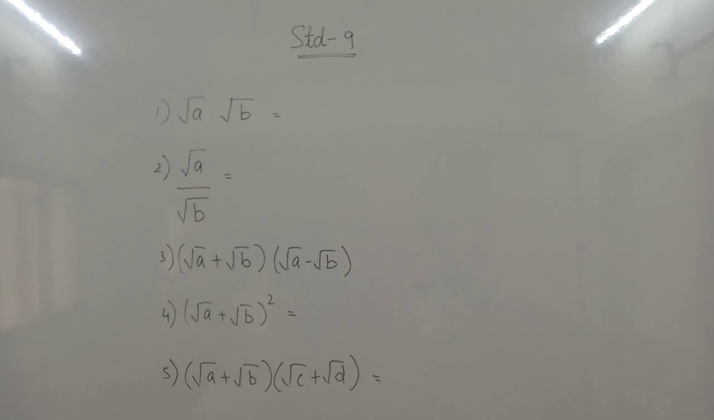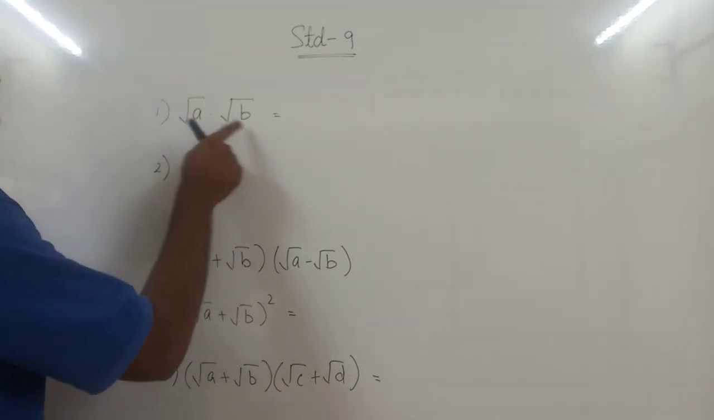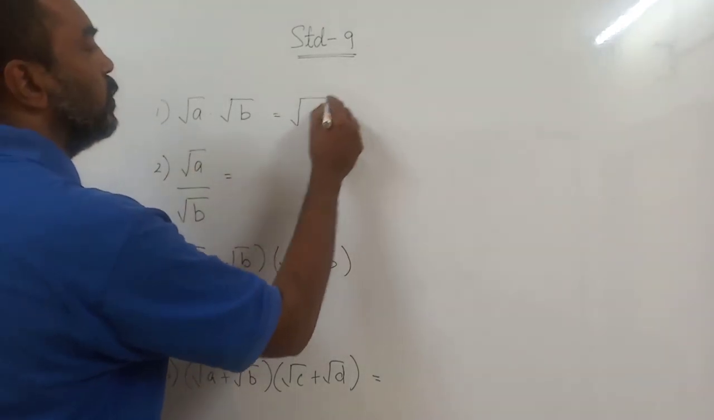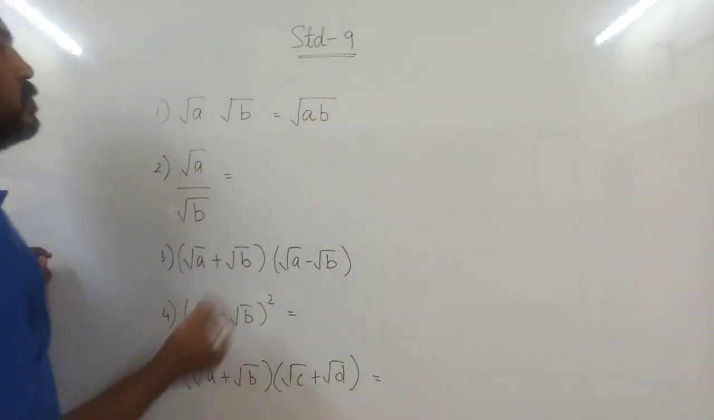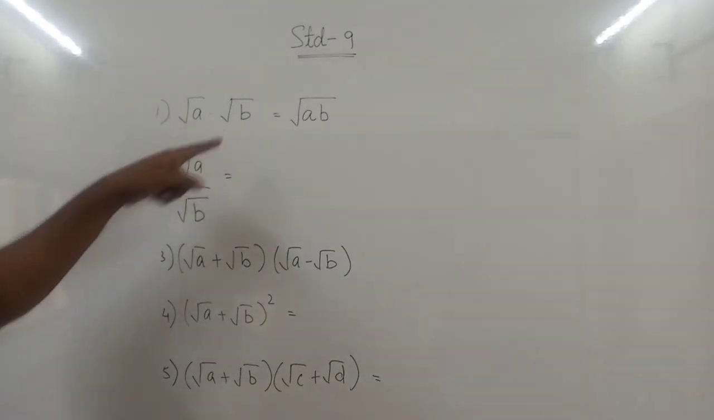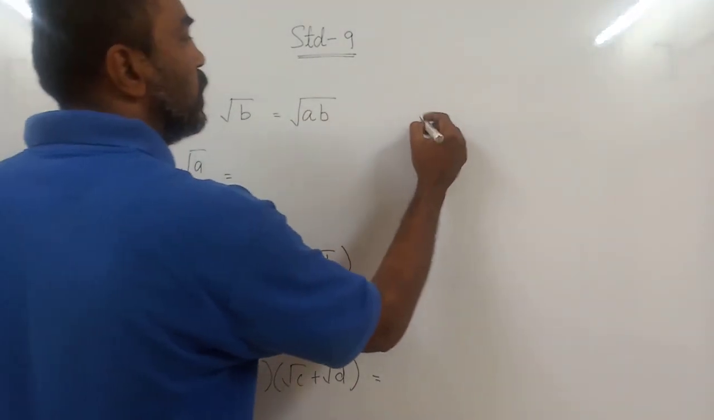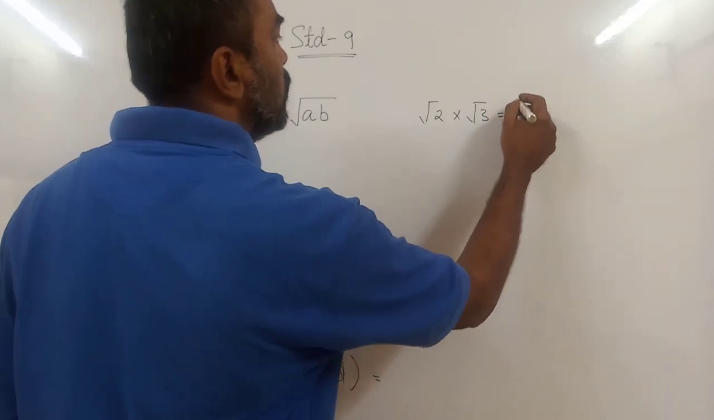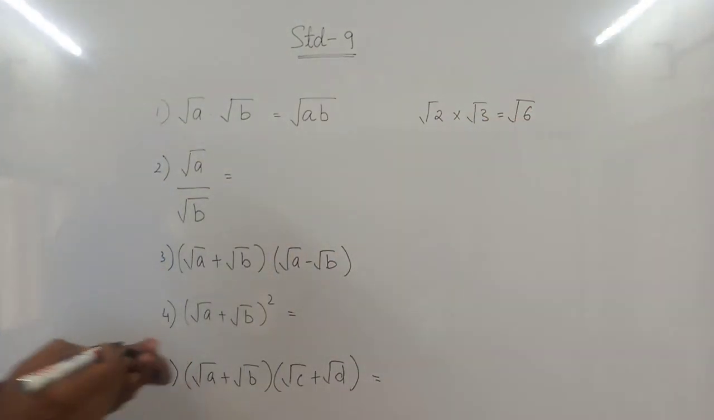Now I have written some standard identities on the board. So these are positive real numbers, positive rational numbers. So root A into root B, we write root AB. Yes, we have done this before. So, for example, root 2 into root 3, I told you, is root 6.